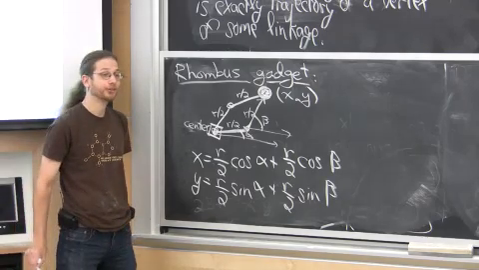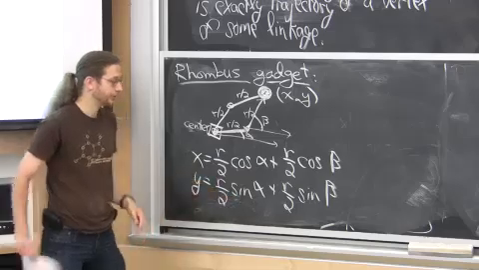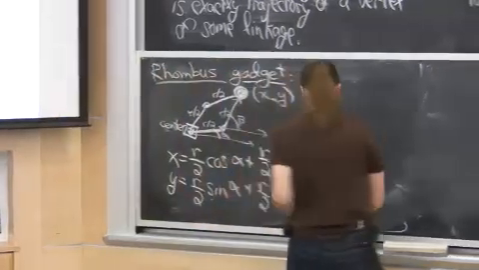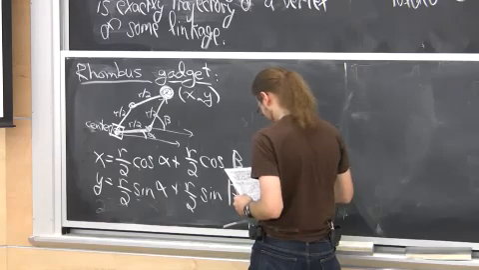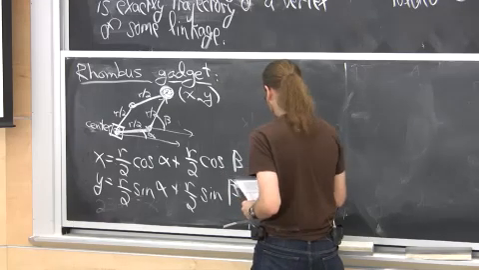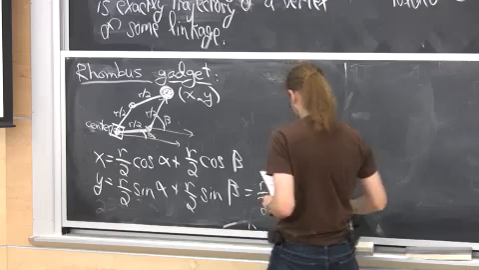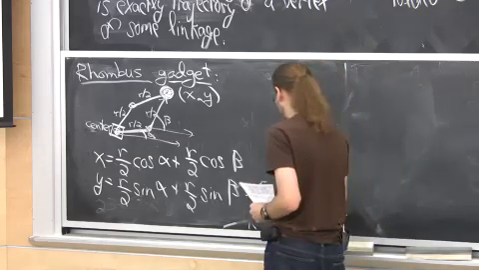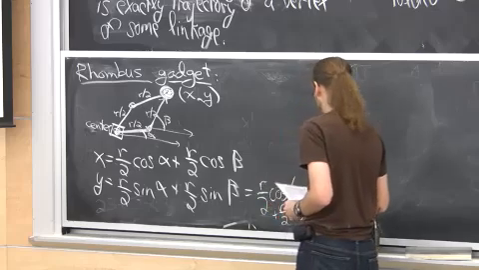For the purpose of this exercise, I prefer cosines over sines. So I'm going to rewrite these sines in terms of cosines in the obvious way, which I will look up, which is cosine of alpha minus pi over 2 plus r over 2 cosine of beta minus pi over 2.